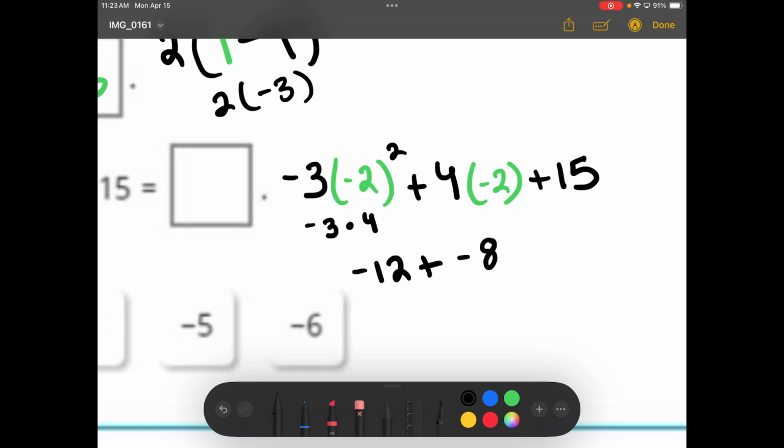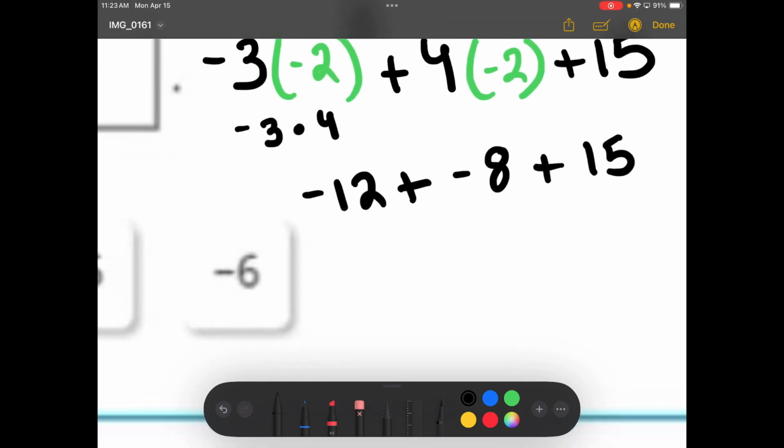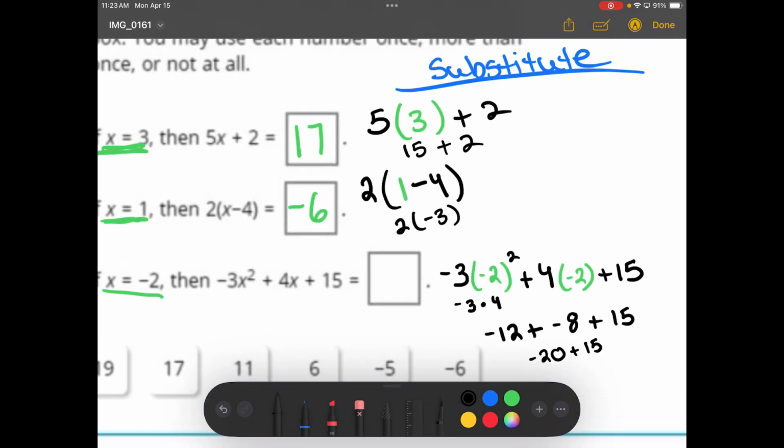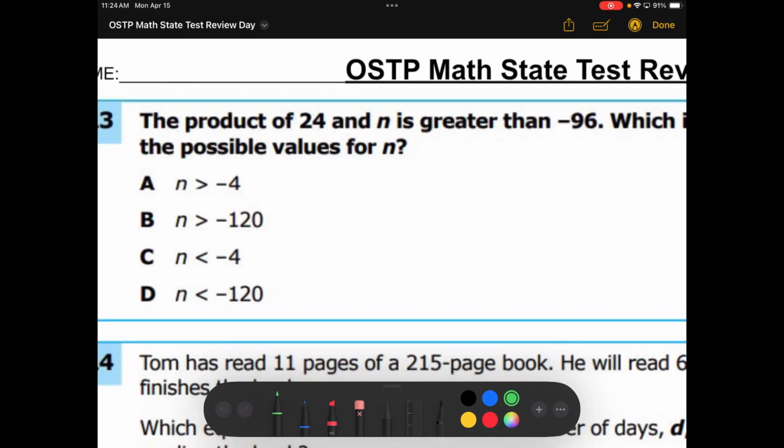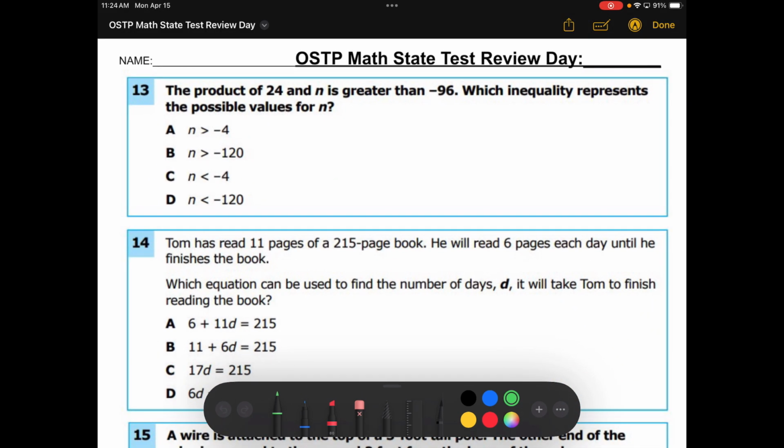Negative 8 plus 15. Now, obviously, those of you who typed the whole thing in your calculator, you already have the answer. Okay, you type the whole thing in, you hit enter, you have the answer. Just pay attention to what I'm doing and make sure you're right. Okay, so negative 12 plus negative 8 is negative 20 plus 15. What is negative 20 plus 15? Negative 5.